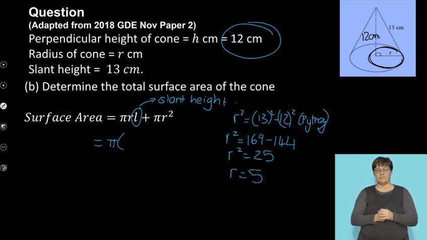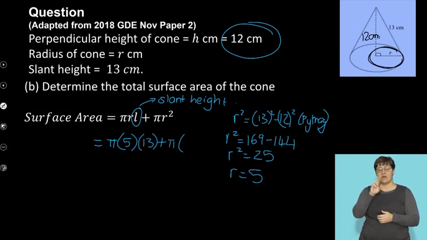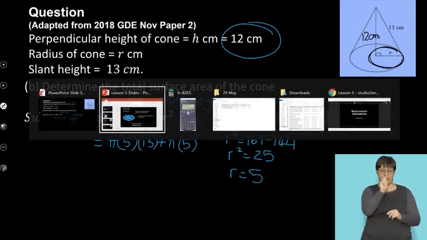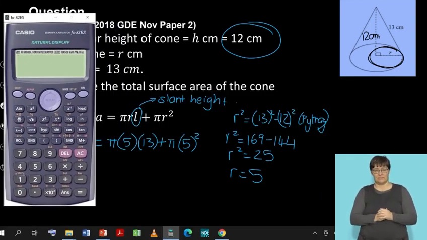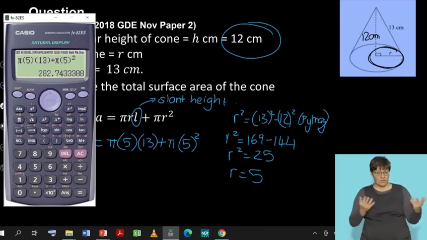It's going to be pi times 5 times my slant height, which is 13, plus pi times r squared, which will be 5 squared. Now we can plug this all into my calculator to determine the surface area. So it's going to be pi times 5 times 13 plus pi times 5 squared, which I know is 25. So the surface area is going to be 282.74.